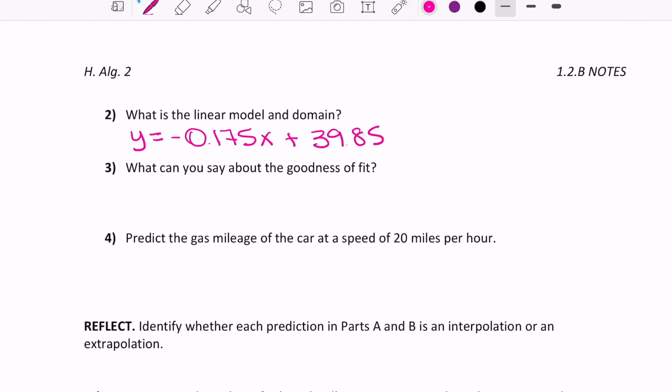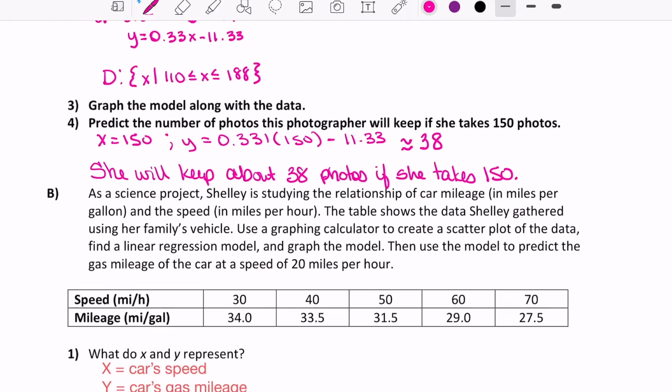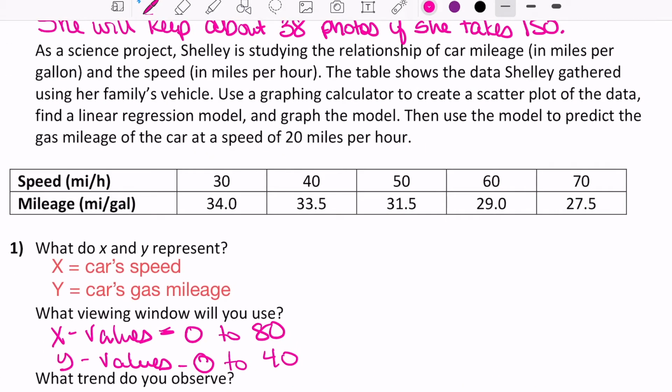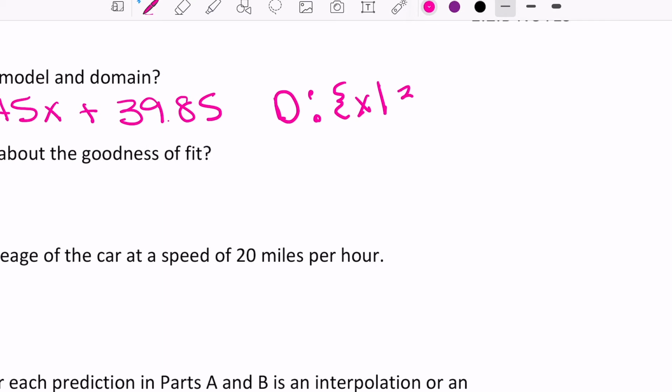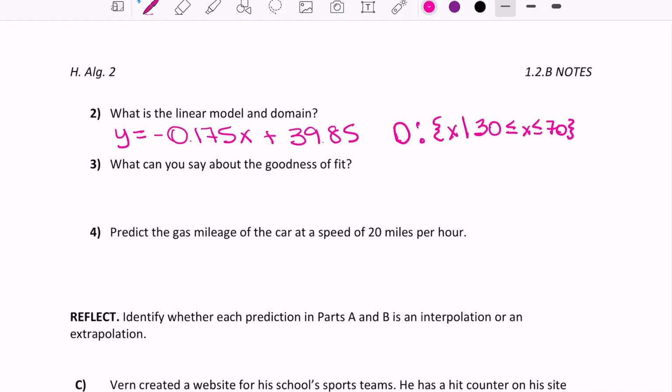39.85. And our domain values, remember the domain comes off of the minimum and maximum of our data. So if I go back, minimum is 30, maximum is 70. So the domain lies from 30 to 70. Okay, now graph this line and let's talk about the line of fit.